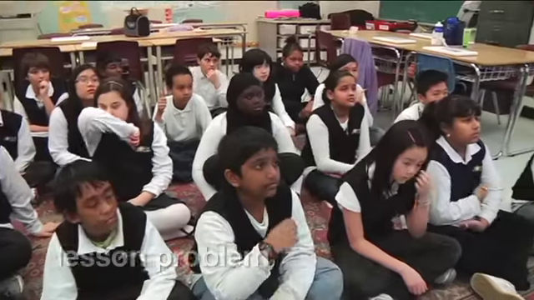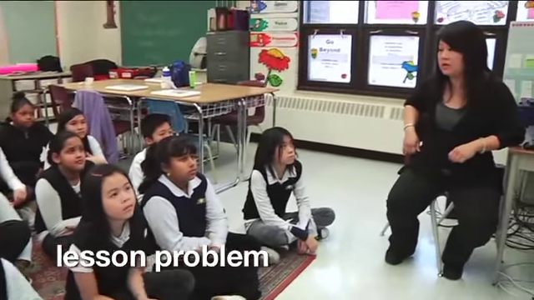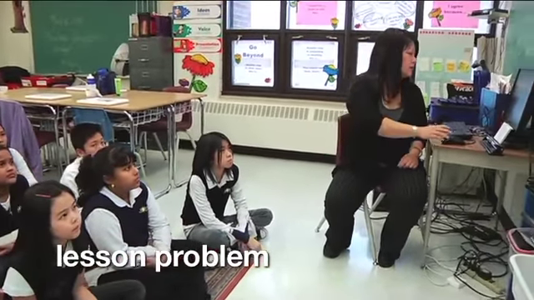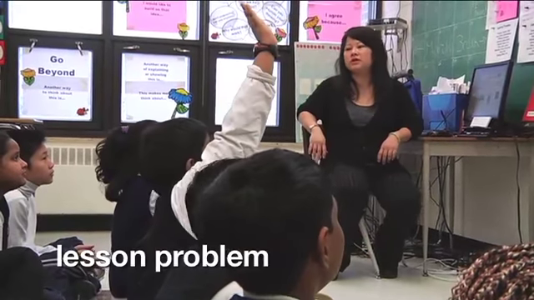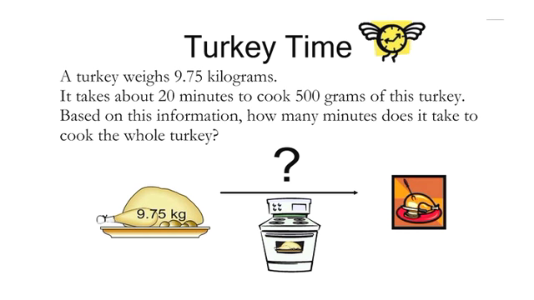All right, so we're going to move on to the task that you're going to be doing in your laptop groups today. Can I get a student to read the question out to me, please? A turkey weighs 9.75 kilograms. It takes about 20 minutes to cook 500 grams of this turkey.